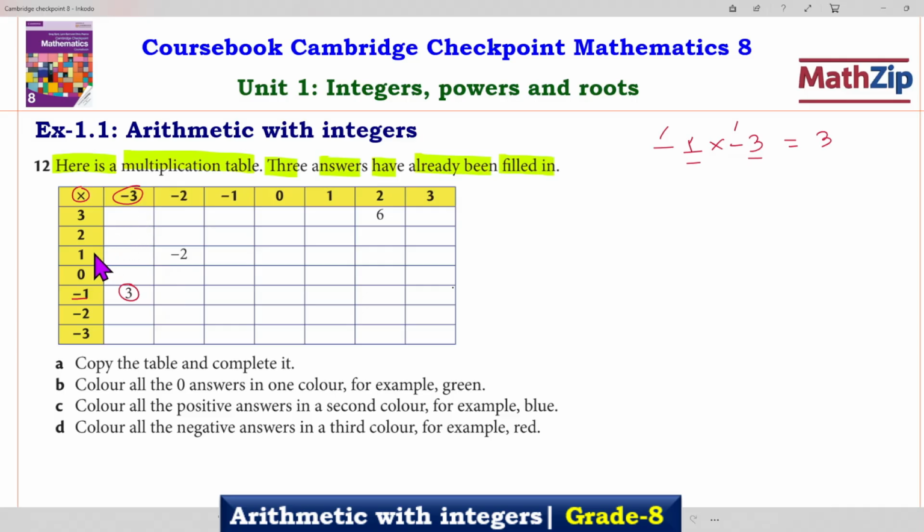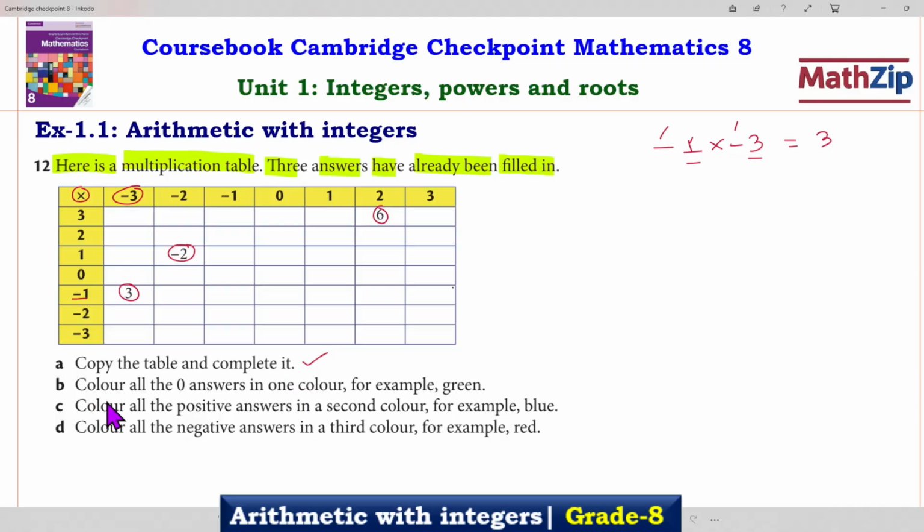Next, 1 times -2, it will be -2. Very simple. Another one, 3 times 2, it will be 6. Okay, so first I have to fill up this one, then we will come back again. Here it says copy the table and complete it. We should complete this one.